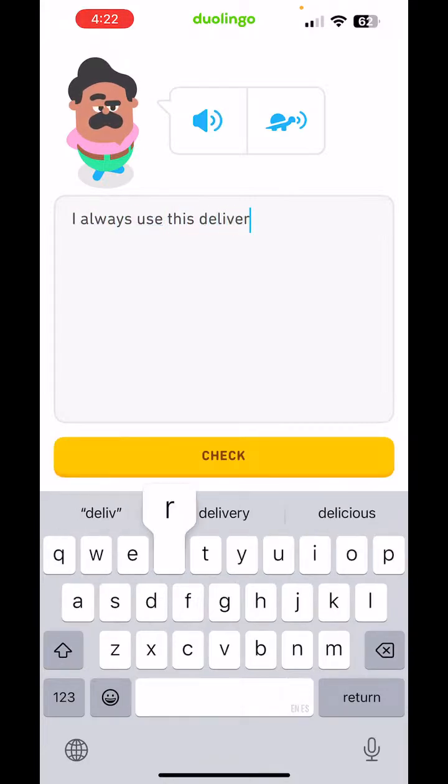I always use this delivery app. I'm not realizing how much dairy I actually eat. A lot of cereal, I like cheese and banana.